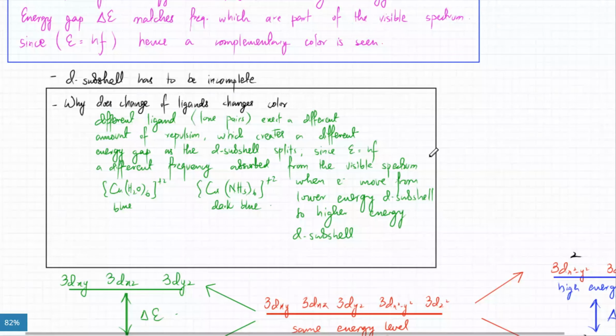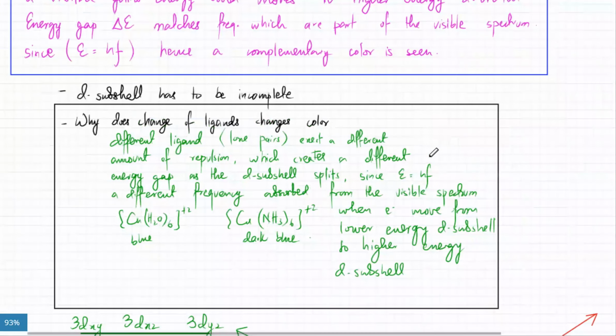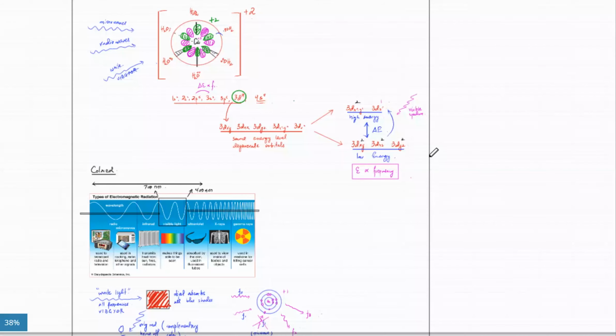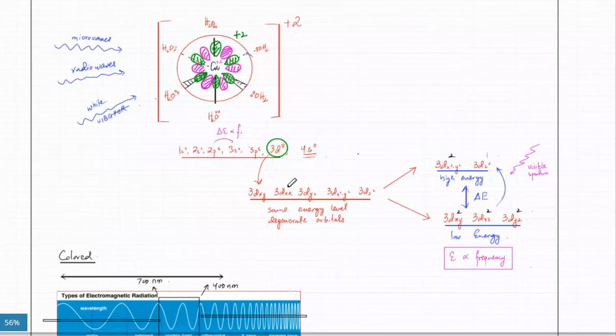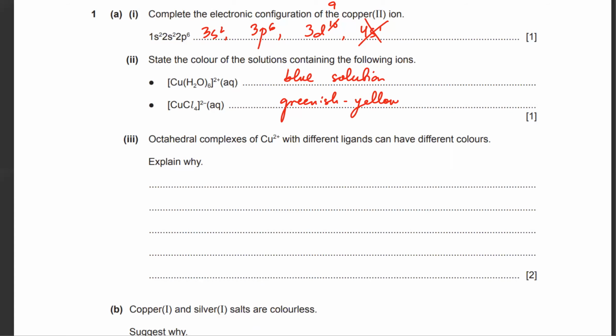Now the thing is, why does the ligand change color? Because the energy gap is going to be different. So remember, previously all the d subshells would be degenerate. They had the same energy levels, but now they're going to split. And it depends on the ligands, how much repulsion they cause, that would create this energy gap between the two sets of d orbitals, the ones that are between the axis and the ones that are lying on the axis. So that's your typical answer for this question.